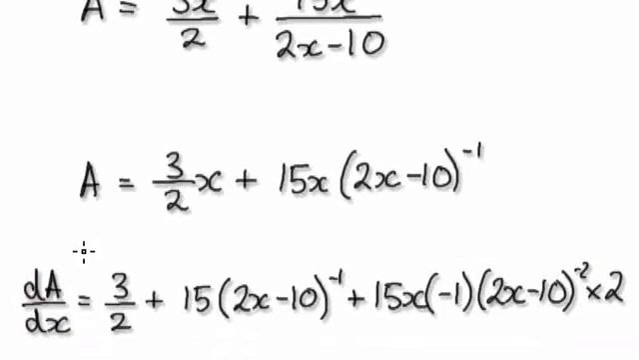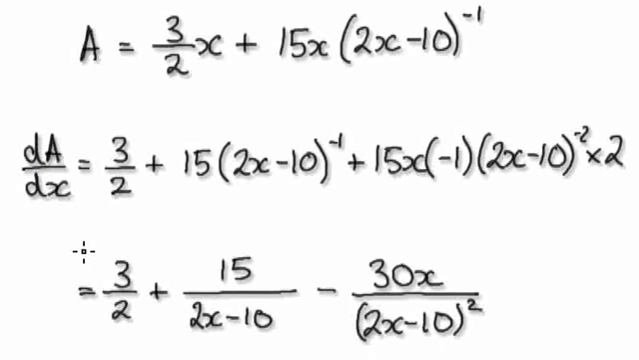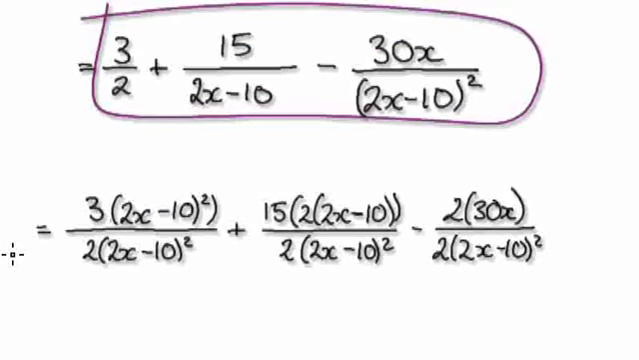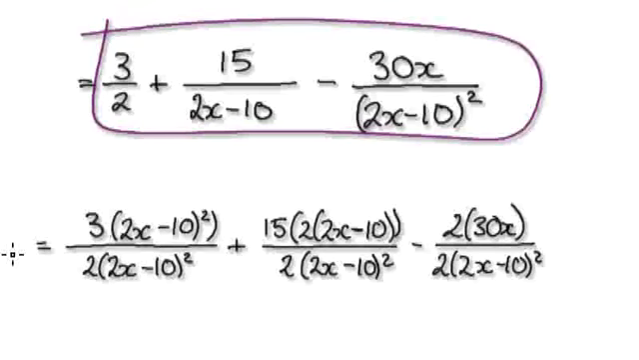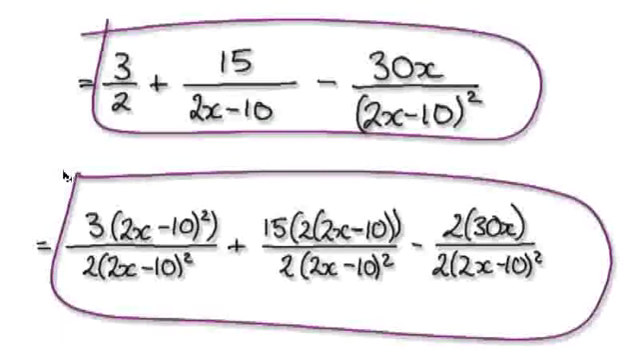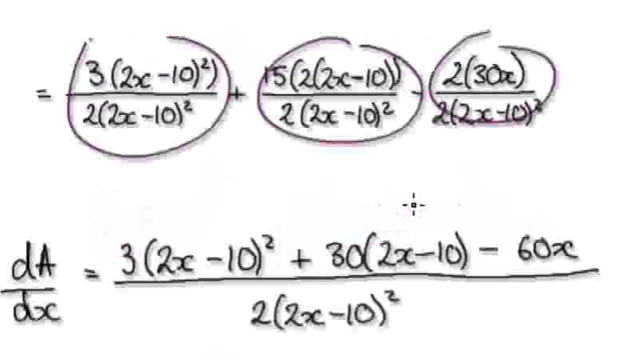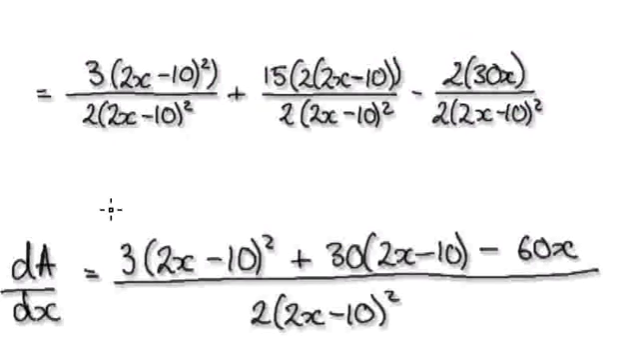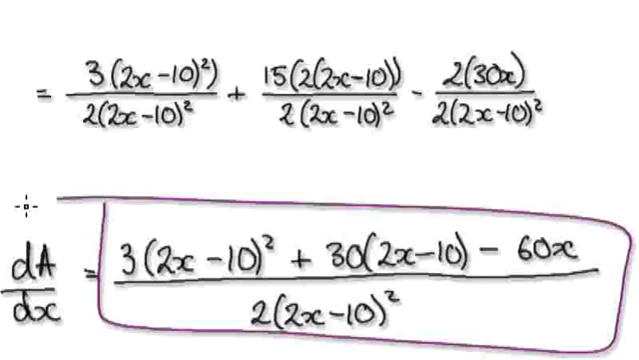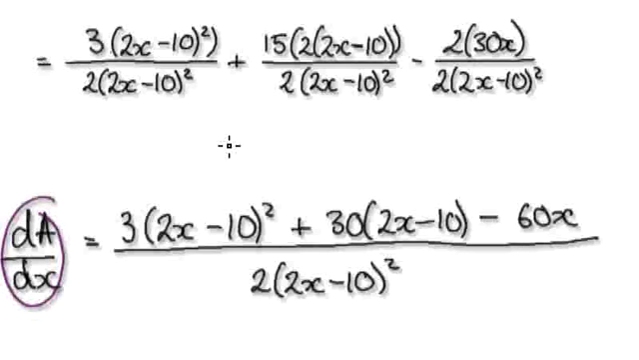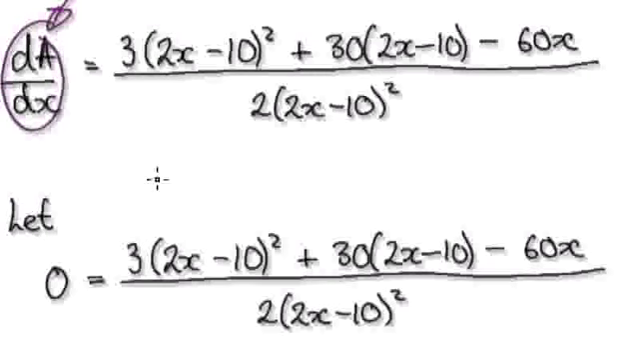Okay, and then tidy up, it will then give you this, and then tidy up, and then merge all these together. That will then give you this. Okay, so dA by dx is given by this thing here. Now we want to find out when the gradient will be 0. So set this thing here to be 0. Okay, so that would lead us to this.